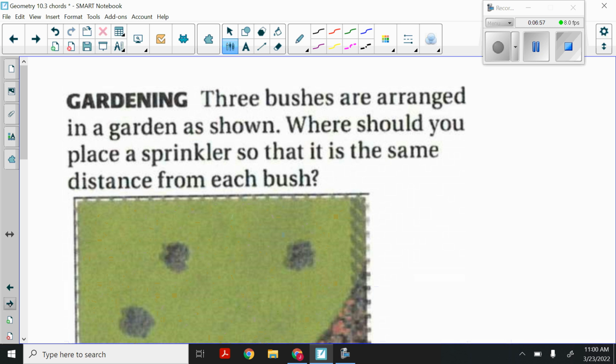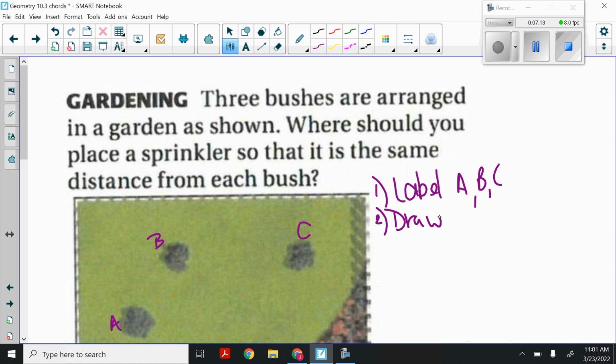So the very first thing that we're going to do, I'm just going to list our steps. We're going to label the bushes as like A, B, and C. Okay, so I'm going to label like A, B, and C. The second thing that we're going to do now, we're going to draw segment AB and segment BC. So I'm going to connect these.